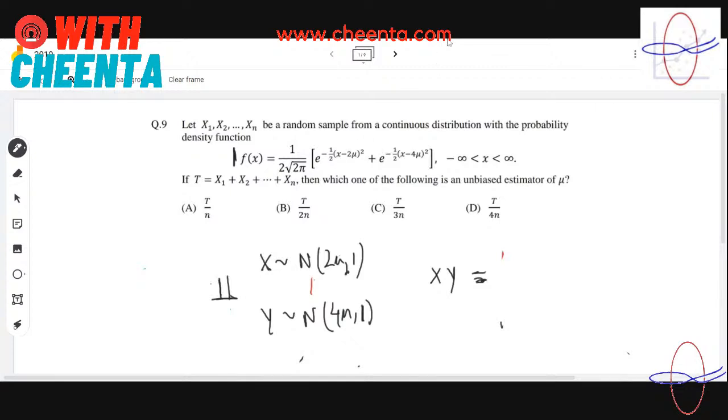1 by root 2 mu whole square will be there, right? So what is going wrong over here? You understand, Debargo? Suppose it's a product of two normals, 1 by root 2 pi whole square will be there, right? How can you really do it now?